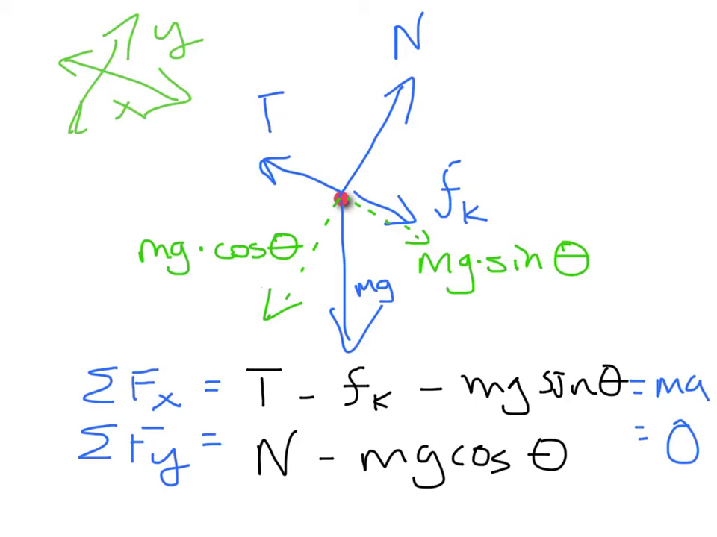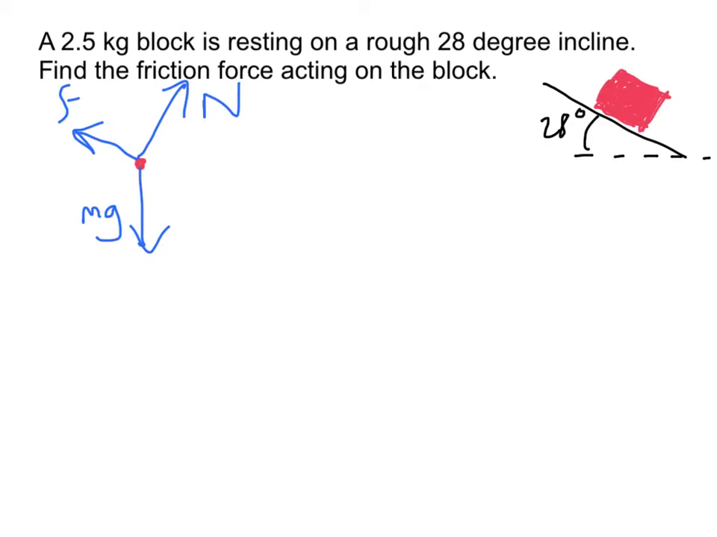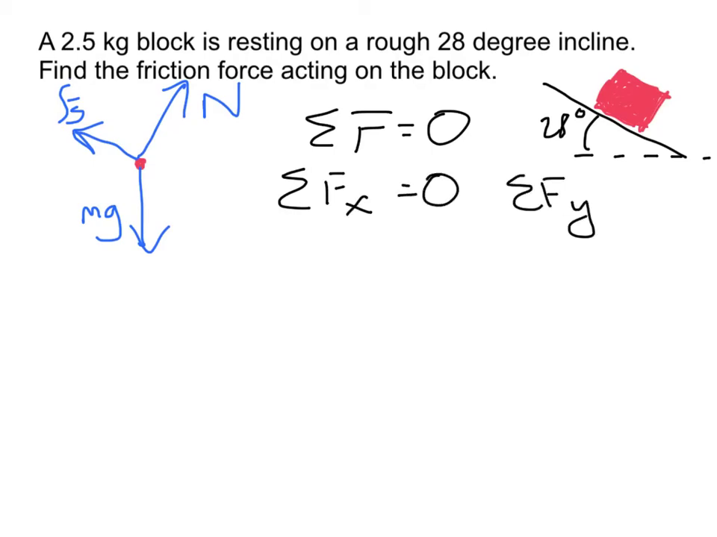Okay, so let's look at an example problem. This is a more difficult situation. In this example, we only have three forces because it's just at rest. That means this is static friction. So what's the friction force acting on the block? How do we do this? Well, what's the net force? It's at rest, so that means the x net force is 0 and the y net force is 0, and we just need to set up those expressions.